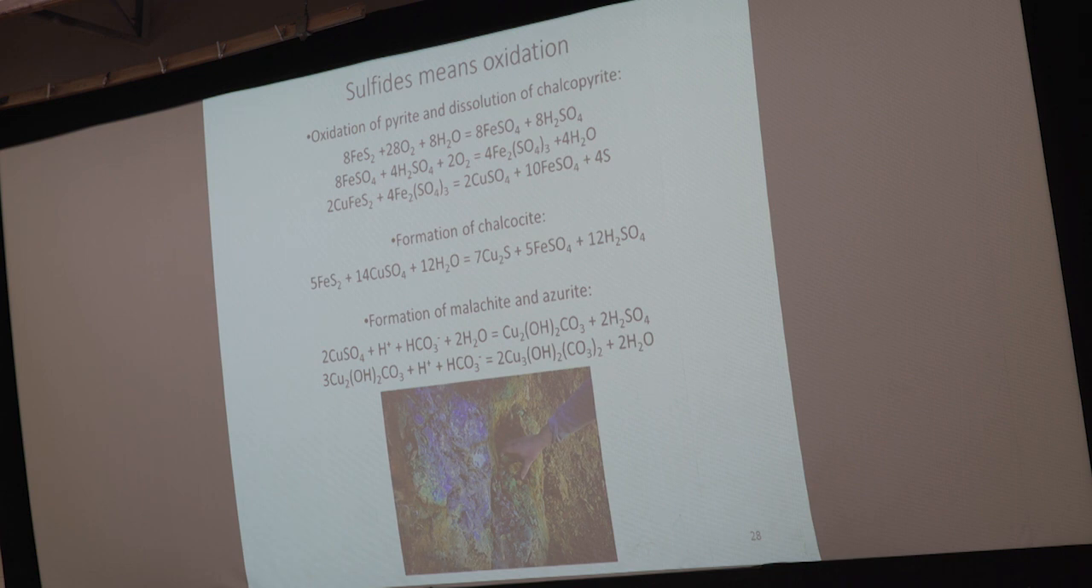We know that primary sulfide ore is a target for oxidation. How can it affect our estimation of ore grade? Let's take a look. In the presence of water and oxygen, pyrite is oxidized, producing sulfuric acid. In an acid environment, chalcopyrite is dissolved. The third equation.